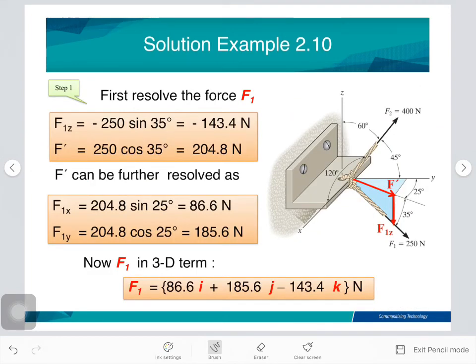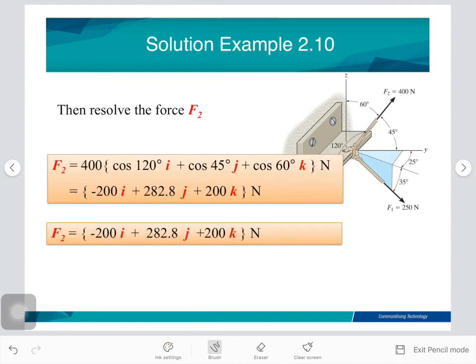Okay, so this is the answer for F1 when you resolve into Cartesian. F1 is 86.6i plus 185.6j minus 143.4k, and the unit is Newton. Next, this is F2. You can write F2 is equal to negative 200i plus 282.8j plus 200k. After you write into Cartesian, you can go to step 2.